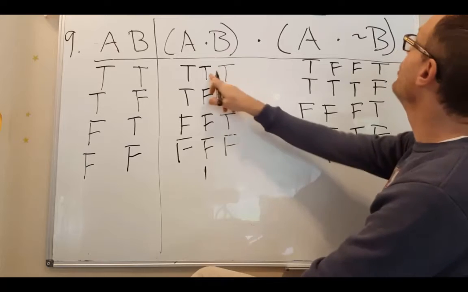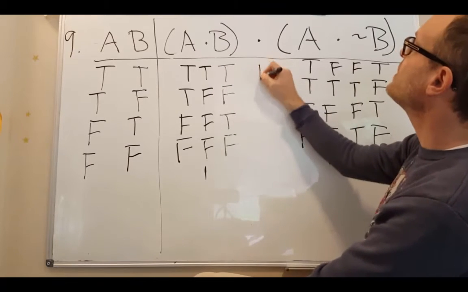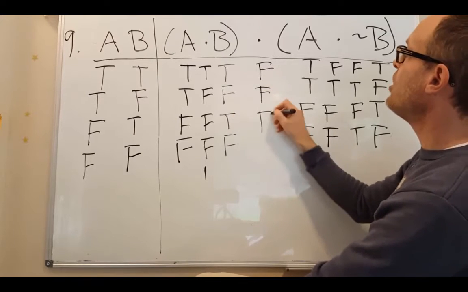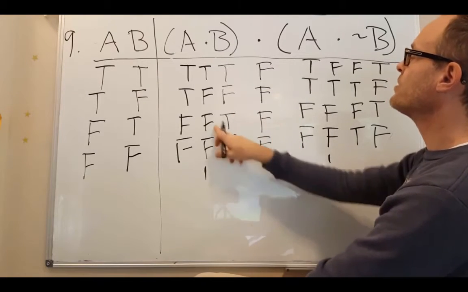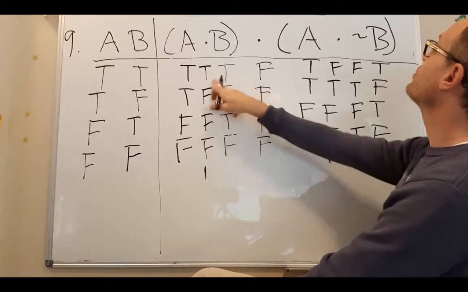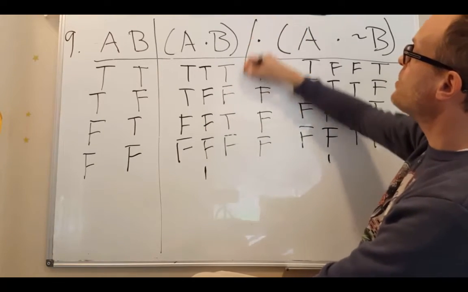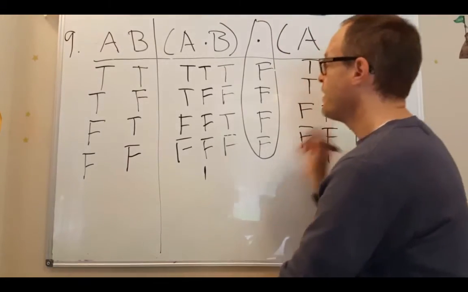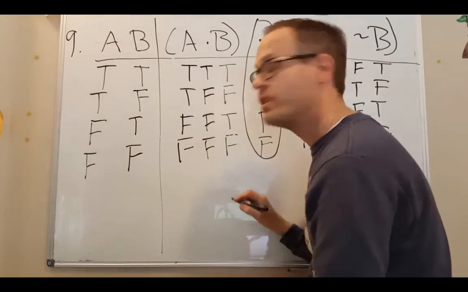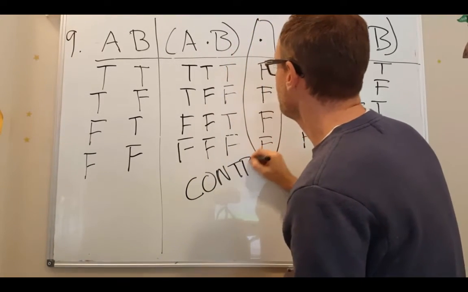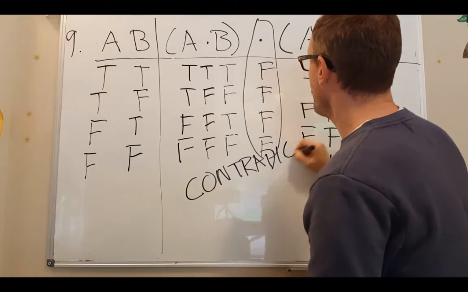So here we go. True, false is false. False is false. False is false, and false is false, right? So false, false is false, false is false, false, true is false, true, false is false. Notice that this statement is false under every single circumstance. That is called a contradiction. So what you do is you write contradictory. When they're all F, it's contradictory.